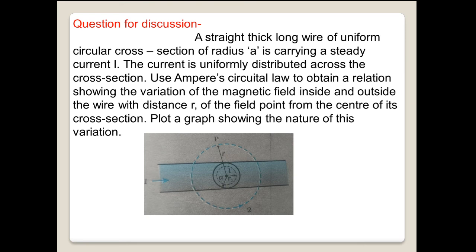Now this question: a straight thick long wire of uniform circular cross section of radius a is carrying a steady current I. The current is uniformly distributed across the cross section. Use Ampere's circuital law to obtain a relation showing the variation of magnetic field inside and outside the wire with distance r of the field point from the center of its cross section. Plot a graph showing the nature of this variation.